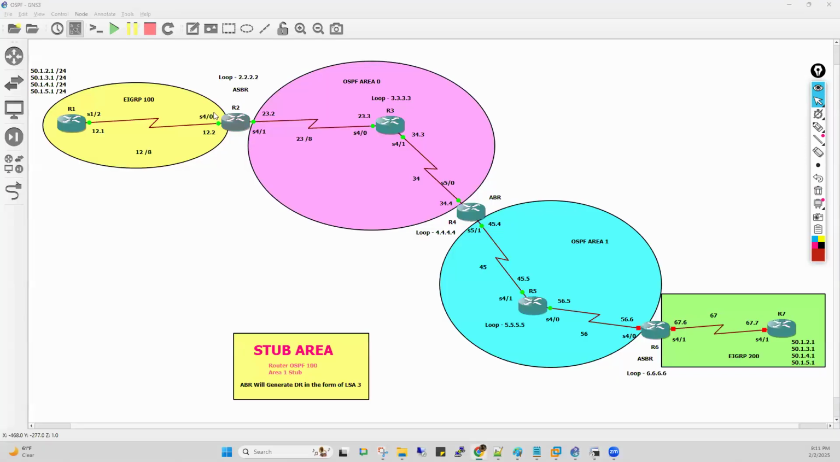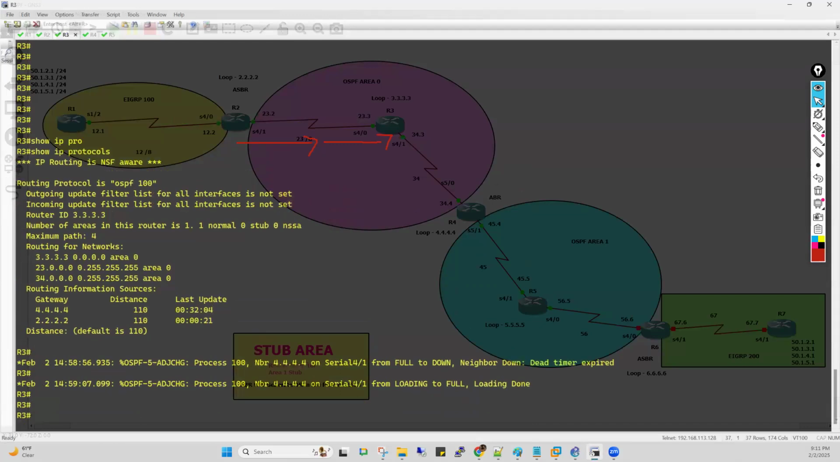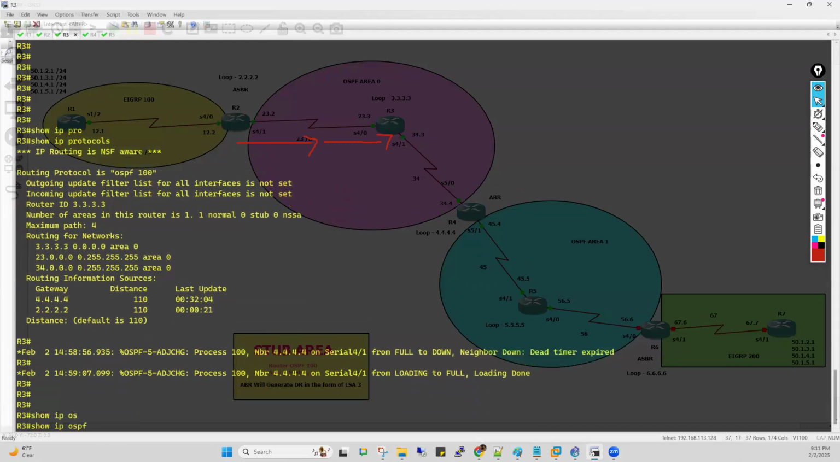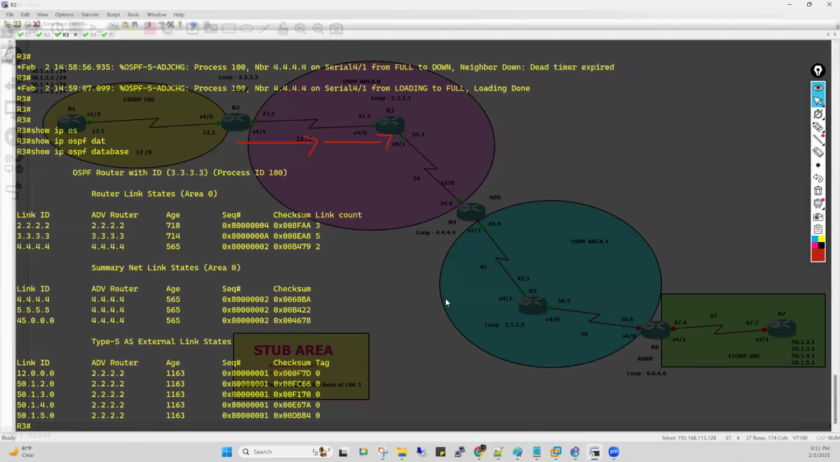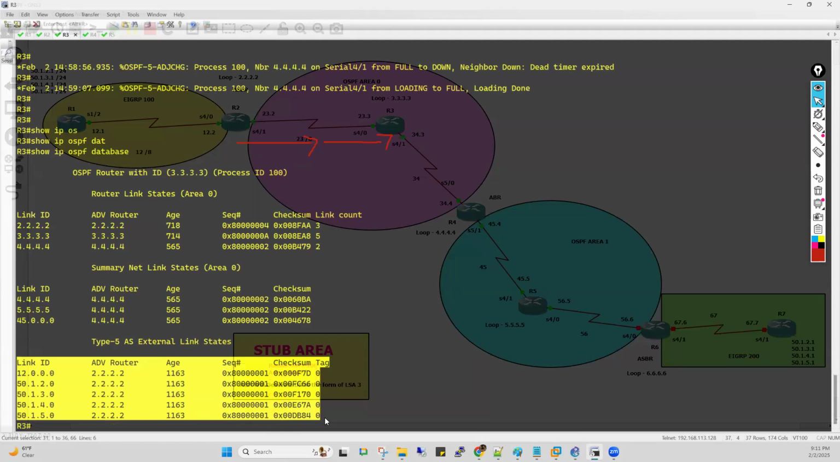Okay, sir. So this router is going to generate LSA number 5. This LSA number 5 will reach R3. Yes or no? Come to R3. On R3, show IP OSPF database. Now see, in R3, are you able to see LSA number 5? On R3, how many LSAs are you getting? First, this is called router LSA. It means this is LSA number 1. Agree?